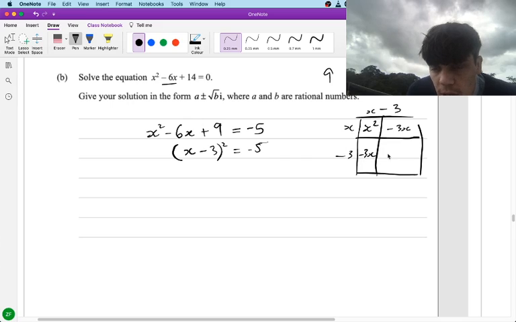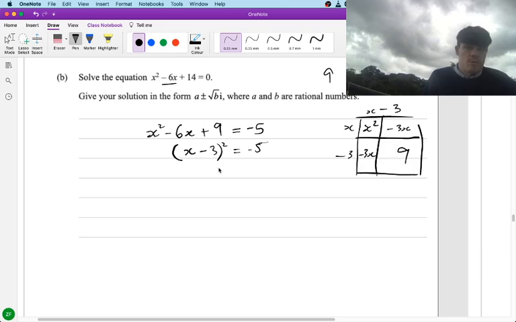But then negative 3 times negative 3 gets you 9, and so it completes the square. So the area of this is x squared minus 6x plus 9, but the area is also x minus 3 all squared. So that's what we're doing. Okay, so now let's just unpack that.